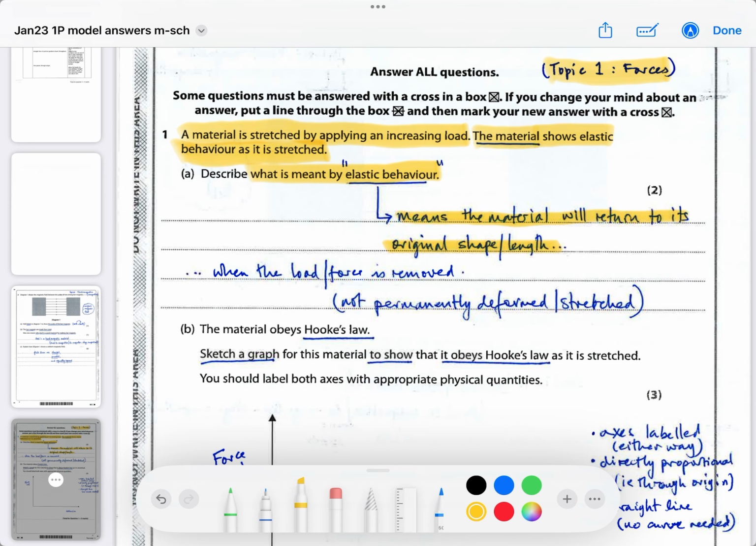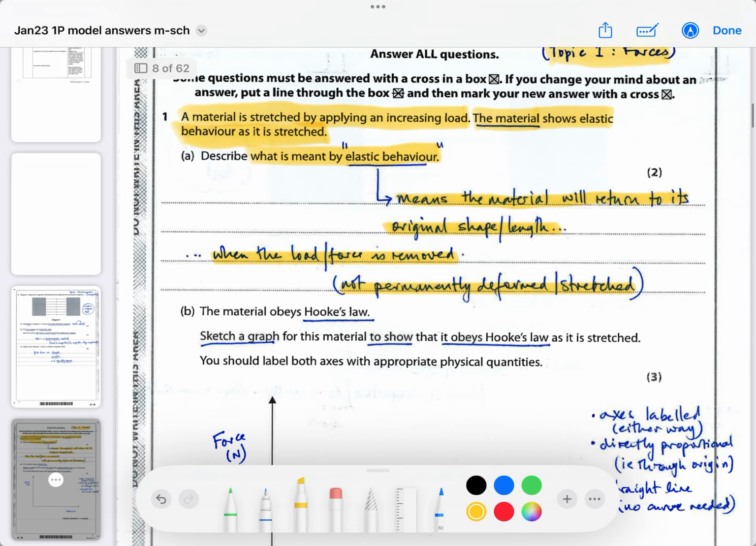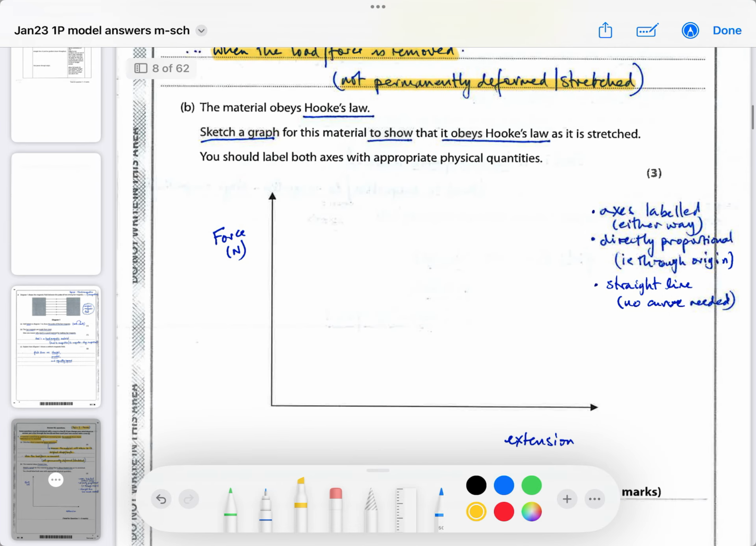When will it do that? When the load or the force is removed. In other words, it means it's not being permanently deformed or stretched. It's a temporary situation. So elastic means it will return to its original shape. In other words, we could say the material obeys Hooke's law.